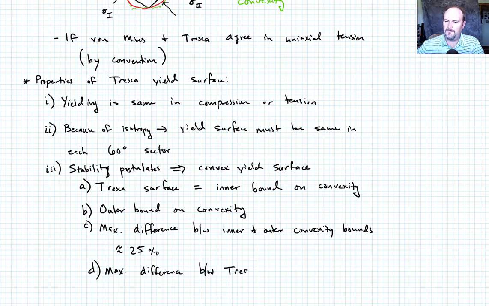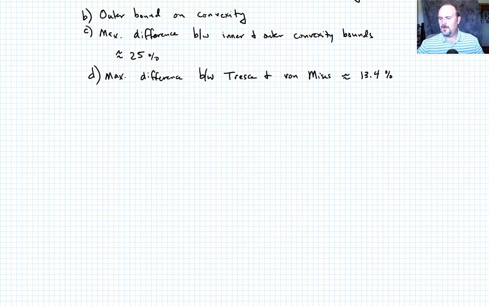Between Tresca and von Mises is approximately 13.4%. Okay, that's the maximum difference. And then one final comment here.